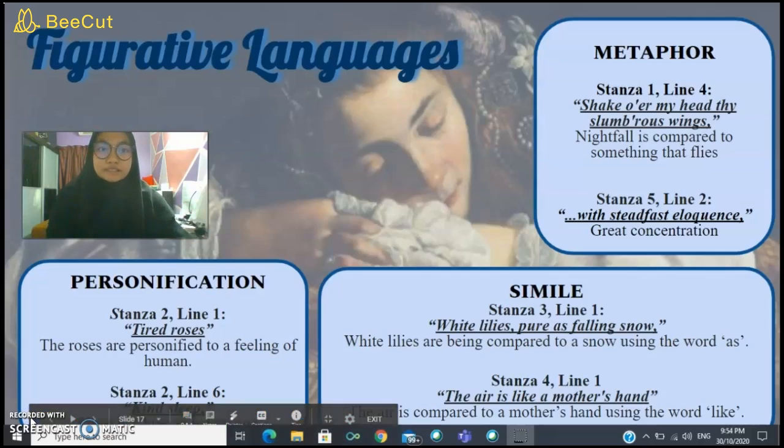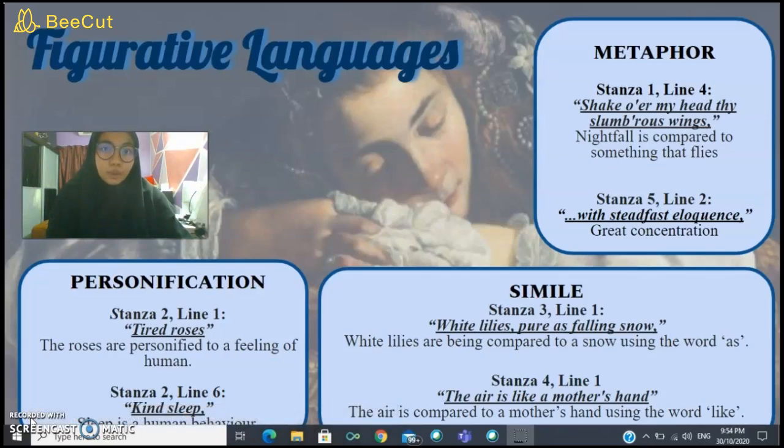Few lines of metaphor can also be identified in the poem. For example, on the first stanza and at the fourth line, shake o'er my head thy slumber swings. Nightfall is being compared to something that flies, that we can see the poet used the word wings. This wings also initiate or interpret the meaning of freedom.